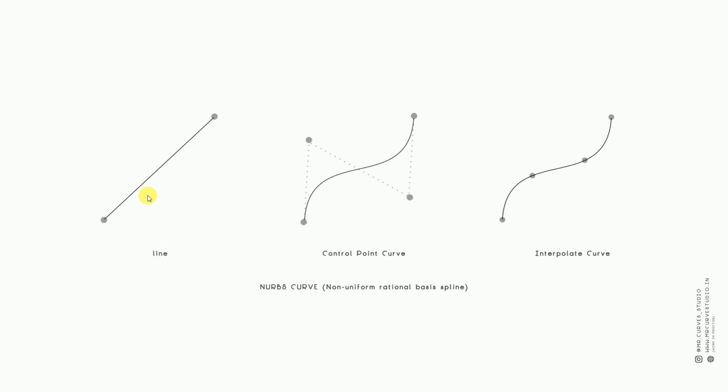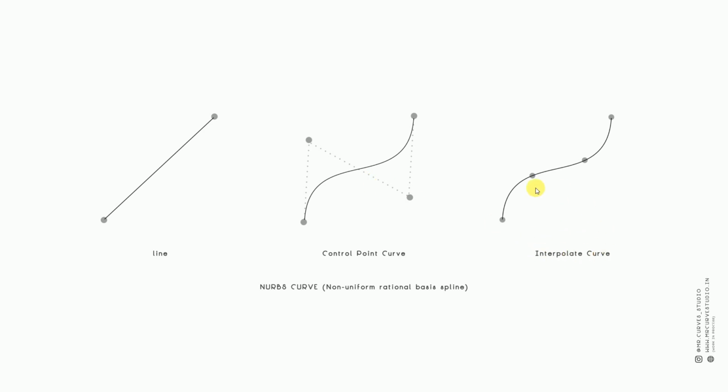We create a line with 2 points. It's the basic one. A control point curve is formed with multiple points, and they're like anchors. The start and end points will be on the curve, and the other points act like pulling points, and the curve will be created according to that.